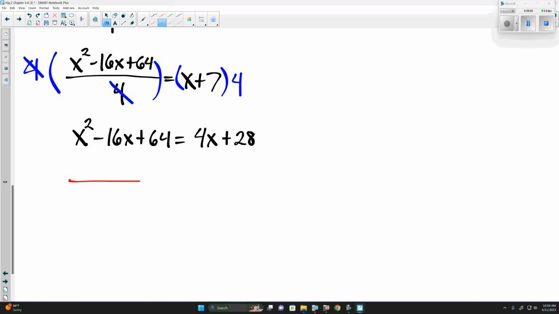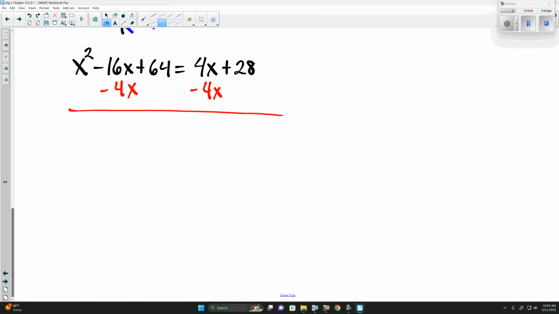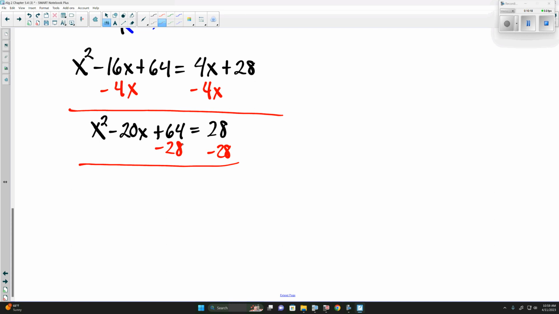And lastly, we just need to get this equal to 0. So we can subtract 4x from both sides, telling us that x squared minus 20x plus 64 is equal to 28. Minus 28 from both sides tells us that x squared minus 20x plus 36 is equal to 0. Any questions on how we got to this quadratic?